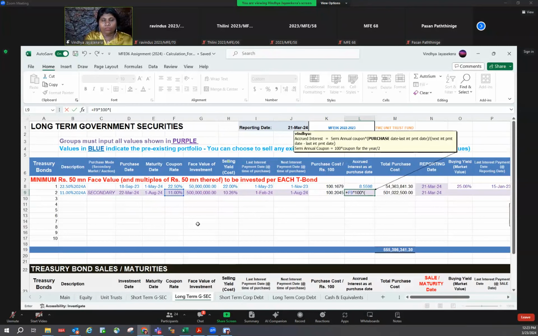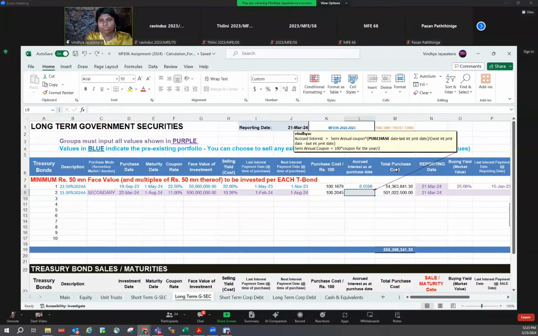Accrued interest, I've written the equation here as well. As you can see, the equation is written here. Accrued interest is the difference between, what is D1? D1 is the difference between my purchase date and the last interest payment date, divided by D3. D3 is the difference between the next interest payment date and the last interest payment date. So that's my accrued interest.